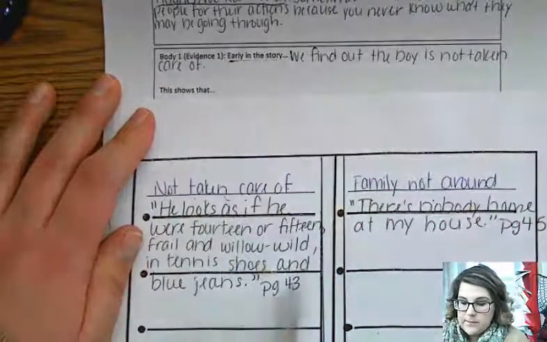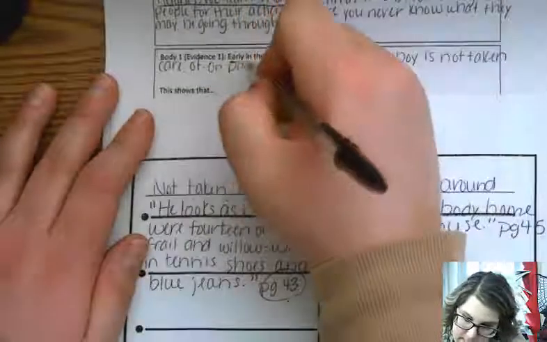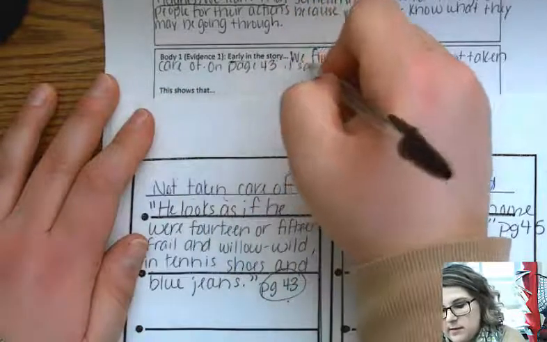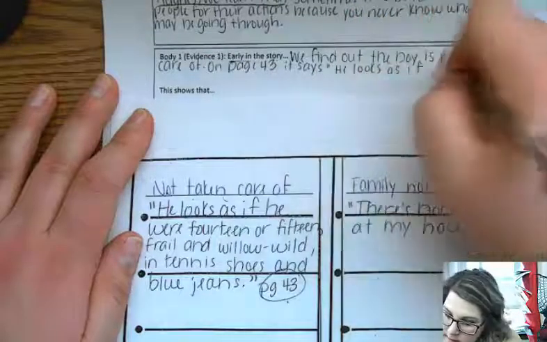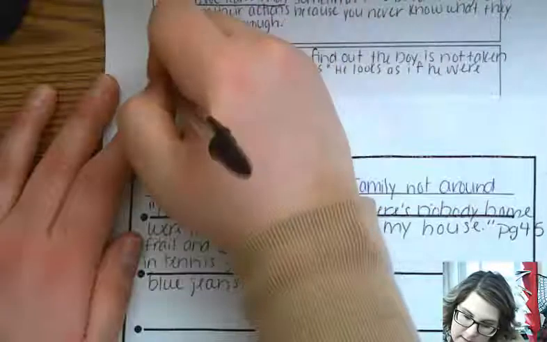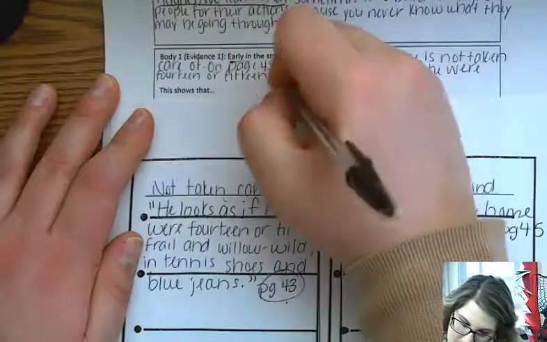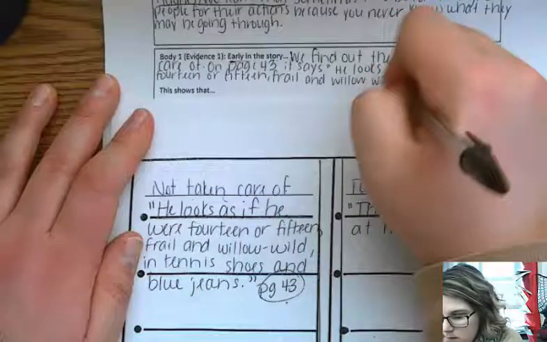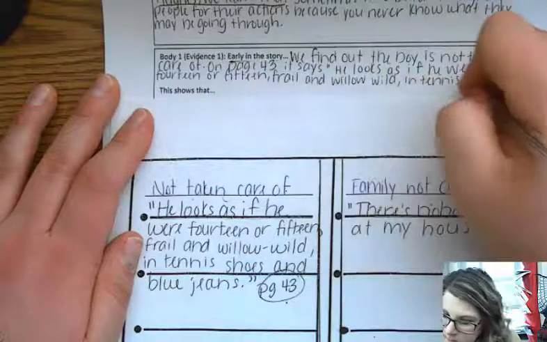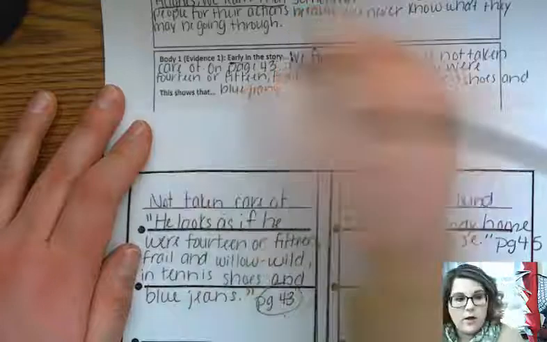Now I have a quotation here, so I can add that next. So I can say on page 43, it says, and now I'm putting my quotes in, "he looks as if he were 14 or 15, frail and willow wild, in tennis shoes and blue jeans." And that's all you need to do right now. This part that says this shows that, you're not going to do that yet.